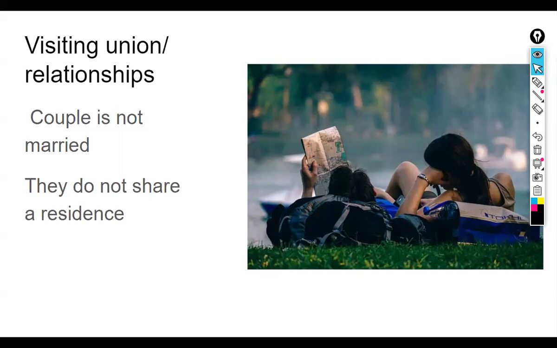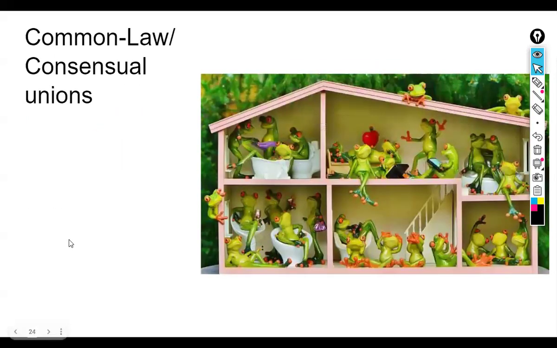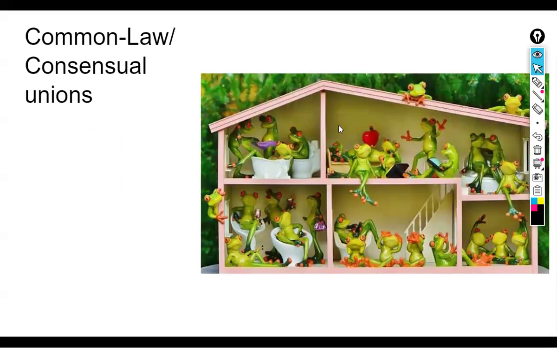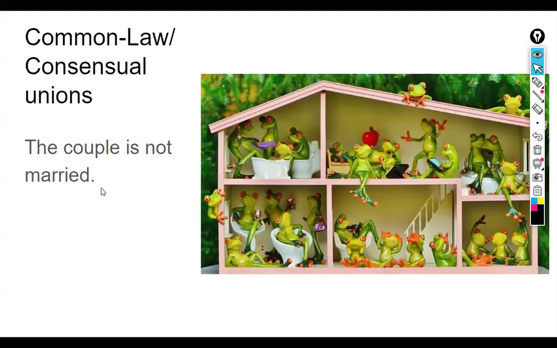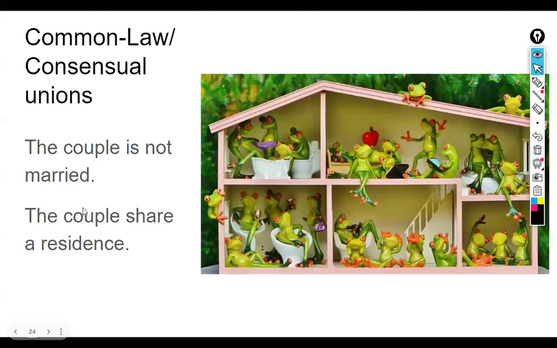All right, let's look at the next type of union. So this is a common law union or a consensual union, it could also be called, right? And again, the couple is not married. They haven't gone through that legal procedure, right? But they share a residence. They live together, right? So if they share a residence, they probably also share bills, they share childcare. So they could be a nuclear family, they could be in an extended family, but it's unlikely they would be a single parent family. It could be a sibling household if the adult sibling is involved in the relationship, right?